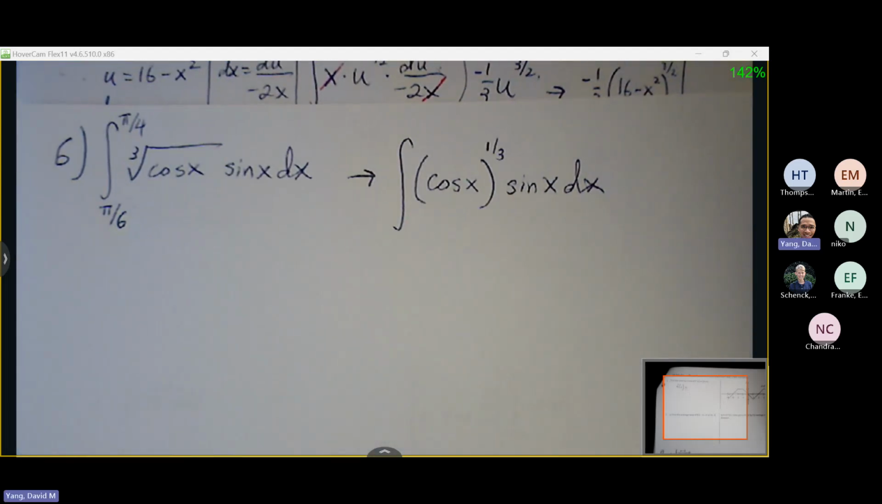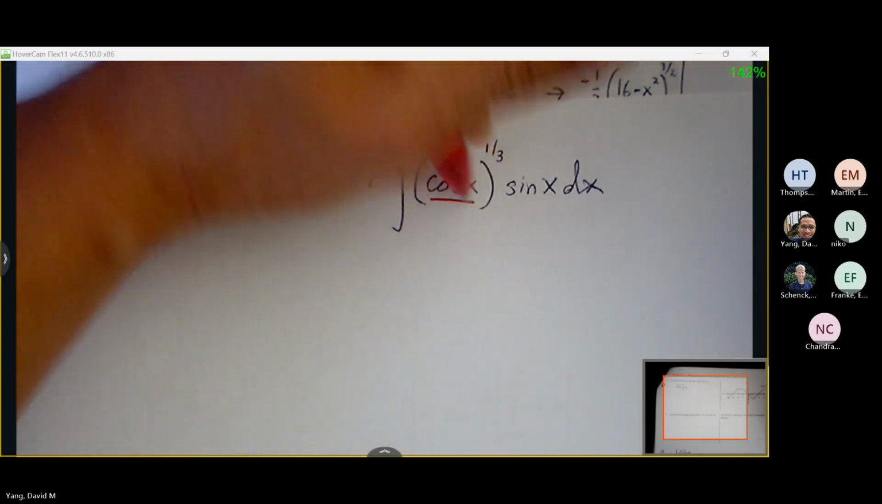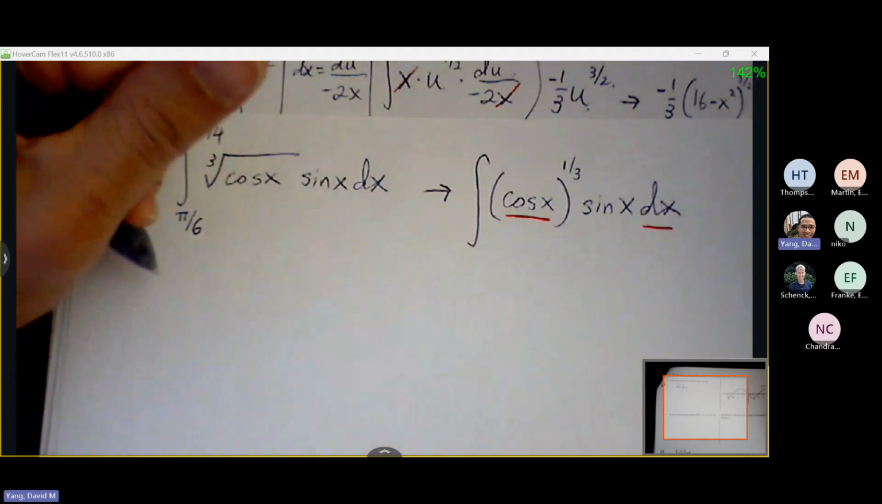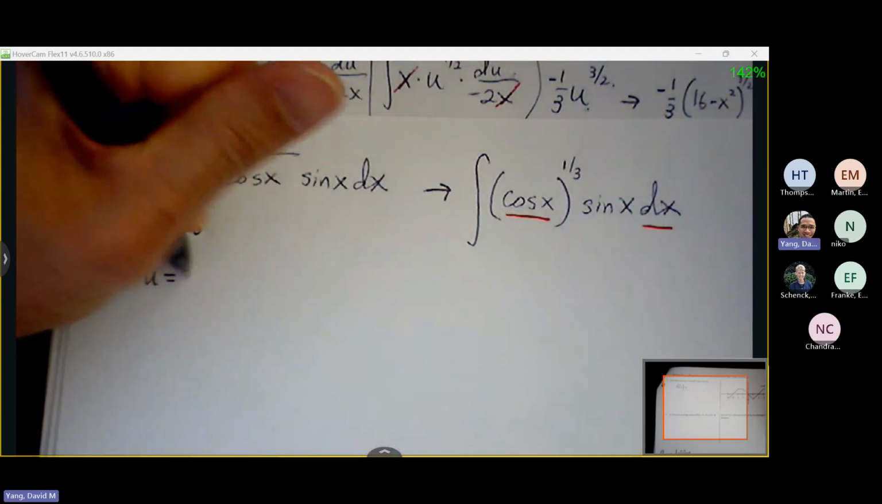What could be a good fit for our u value? Cosine x. And if we look ahead, what's the derivative of cosine x? Negative sine x. And the fact that the derivative of cosine shows up elsewhere in the problem is a good sign. Right? That the negative sine x and sine x should cancel out, and we should feel good about moving forward there.